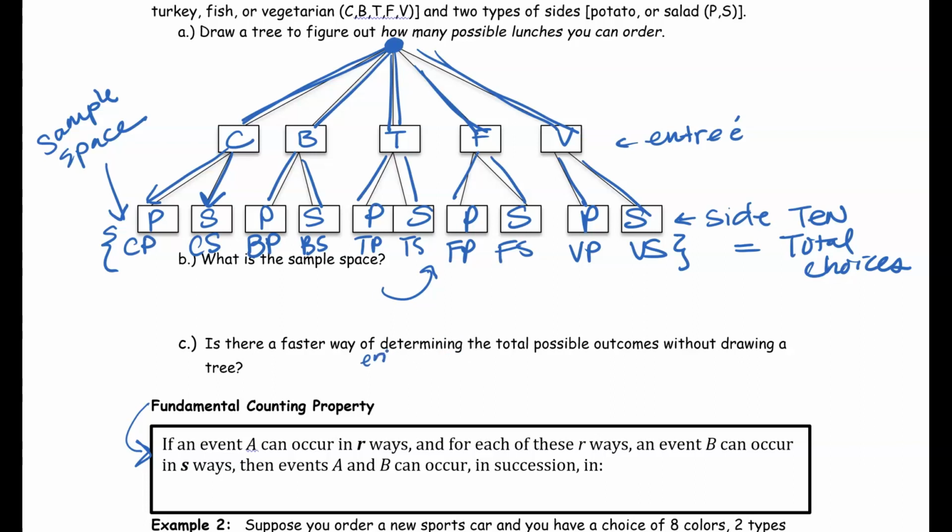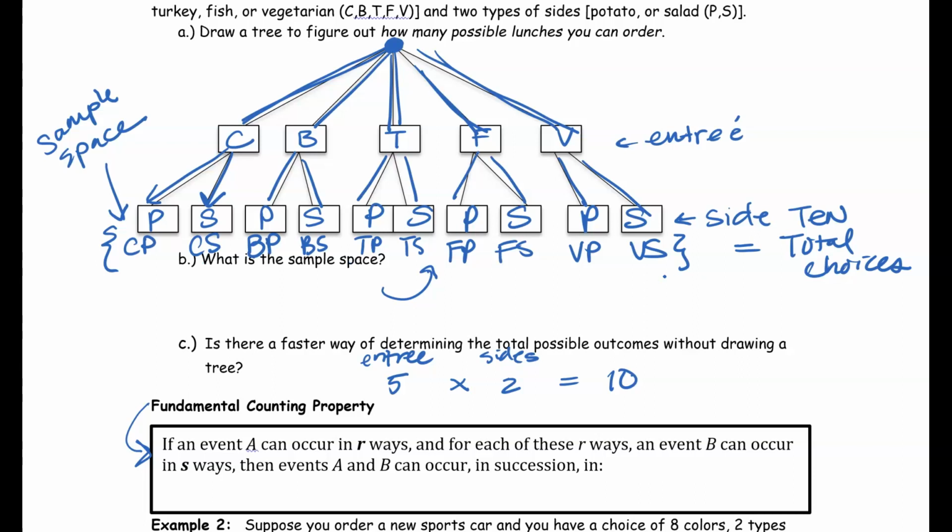Bear with me here. So we have entree, there's 5 choices of entree, and then we have sides, and there's 2 choices for sides, and if we multiply those together, we end up getting 10, and it's no coincidence that we get 10. That's how the fundamental counting property works. The tree still is nice though because it identifies all the specific scenarios.